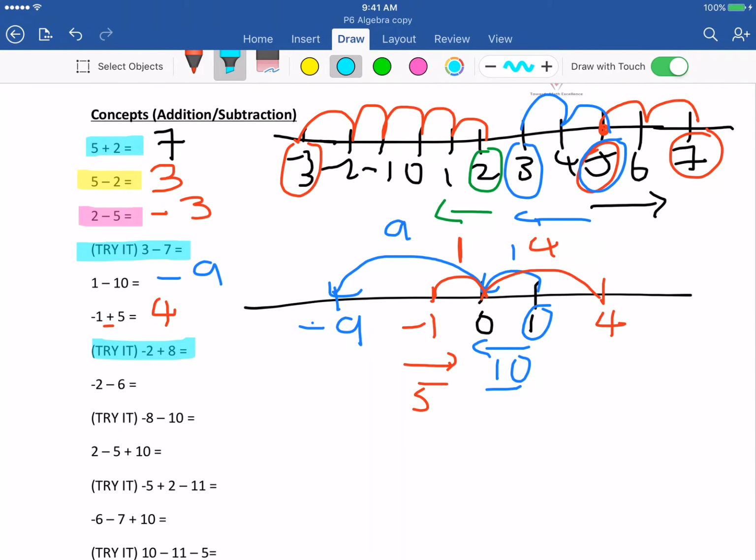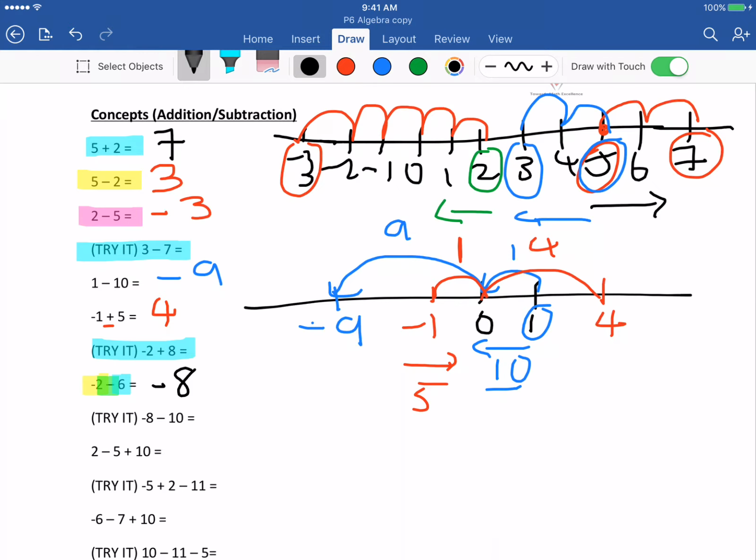Next one, negative 2 minus 6. Same thing, what number do you start with? You start with negative 2. How many steps do you jump left? 6 steps. So what do you get? Negative 2 minus 6 equals negative 8.